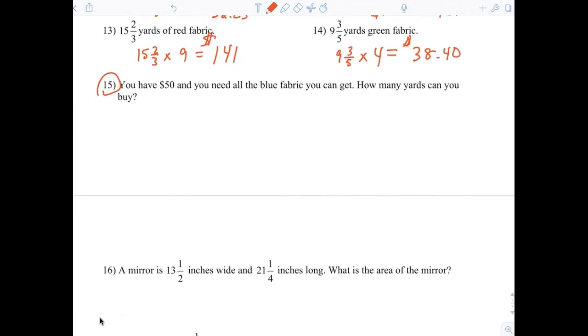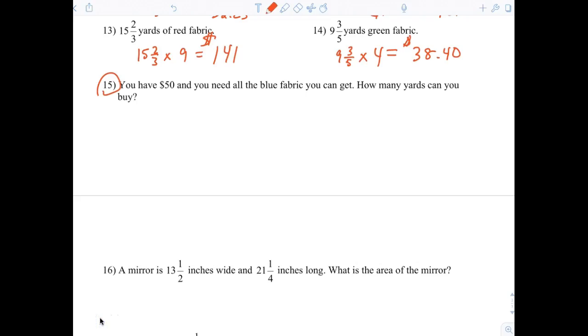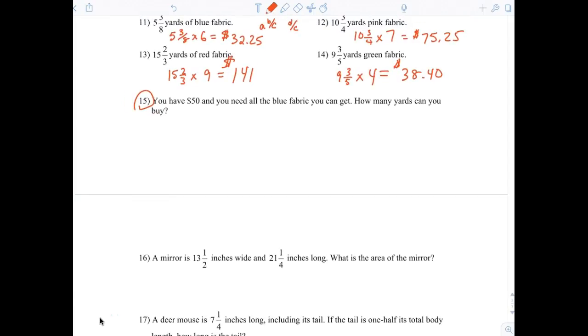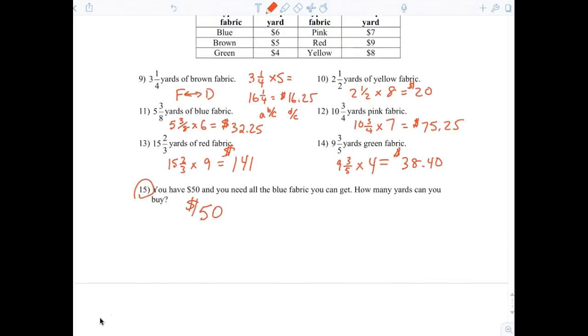It says you have $50 and you got to buy all the blue fabric that you can possibly buy. All right? You got $50, and how much does it cost for the blue fabric? Miles, tell me how to do this one. So you have $50. Yep. And you need all of the blue fabric you can get. How many yards can you buy?